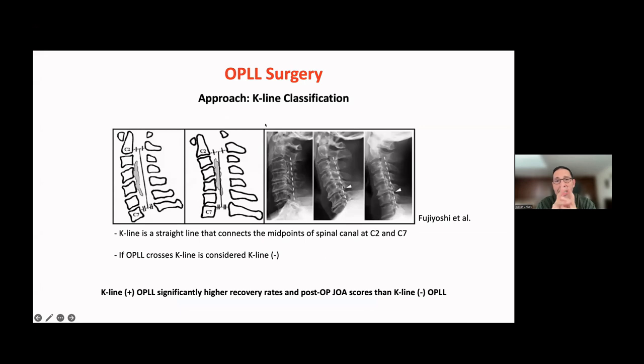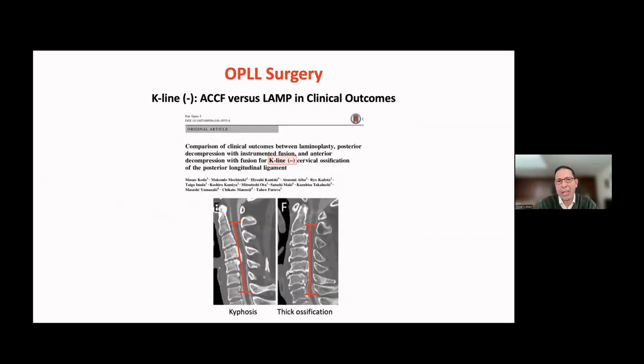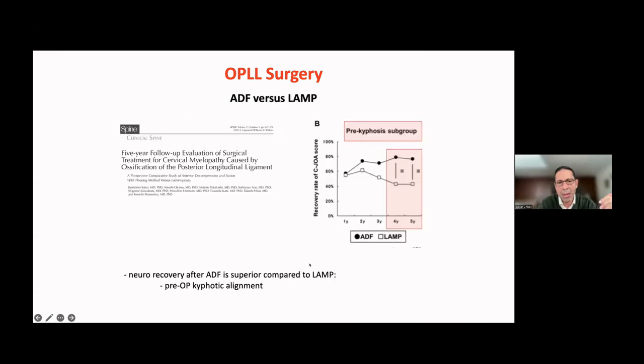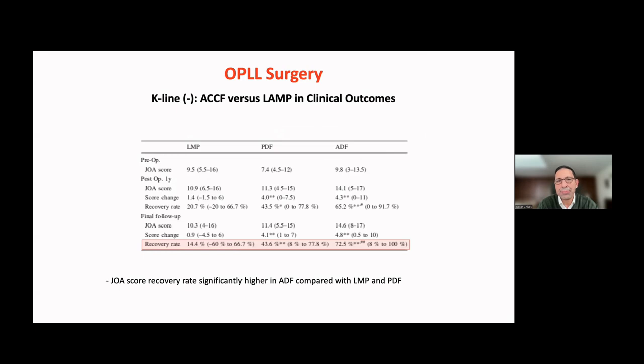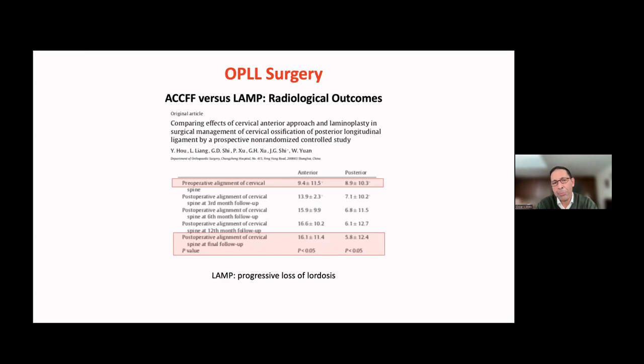In OPLL, the K-line is a very important concept, which is a straight line that connects the midpoints of the canal at C2 and C7. If the OPLL crosses the K-line, it's considered negative K-line. Generally speaking, patients with positive K-line tend to have a higher recovery rate and better postoperative JOA. You can have a negative K-line because you have a kyphosis or you have a thick ossification, like in this case here. Patients with pre-op kyphotic alignment have better recovery with anterior approaches. Also, this is a cohort of just patients with K-line negative, and they do much better with an anterior approach. With laminectomies and laminoplasties, you have a progressive loss of lordosis.